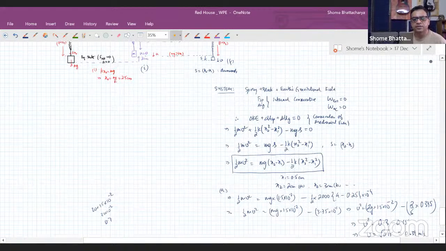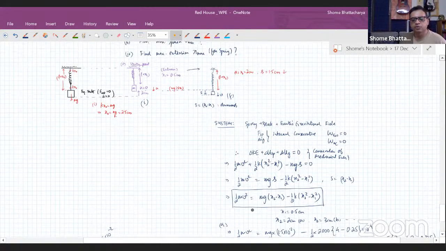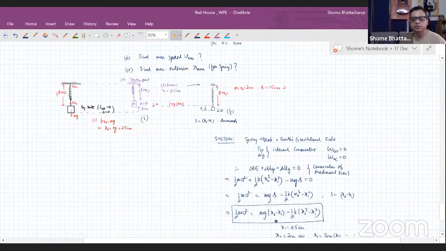So you can take down the calculation later, but first of all, make sure you have understood this, because the same formula we'll be using for each of the parts. Only x2's value will keep changing. So the main thing is the application of the work energy theorem, and in this case, conservation of mechanical energy. How we are applying the conservation of mechanical energy.